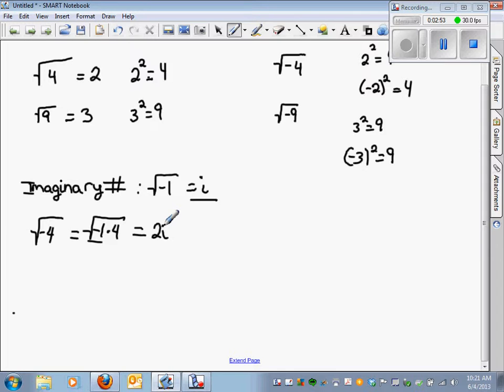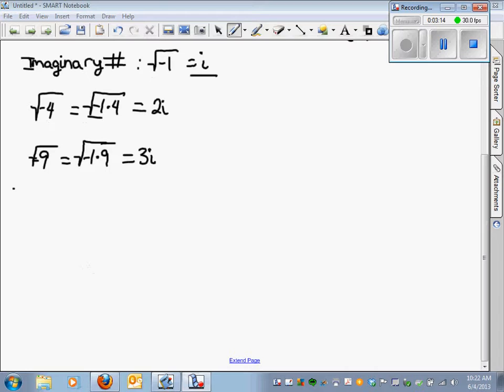The same idea with the square root of negative 9. That's the same thing as negative 1 times 9. So the square root of 9 would be 3. The square root of negative 1 is i, so the square root of negative 9 would have to be 3i.